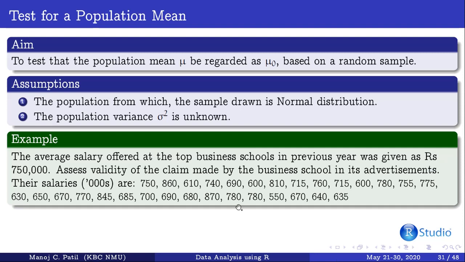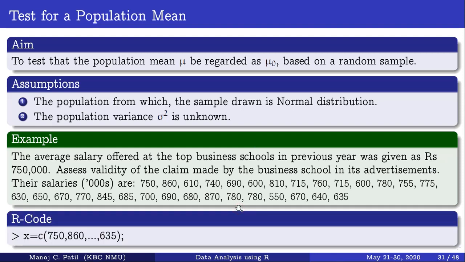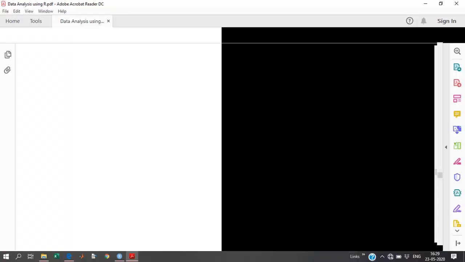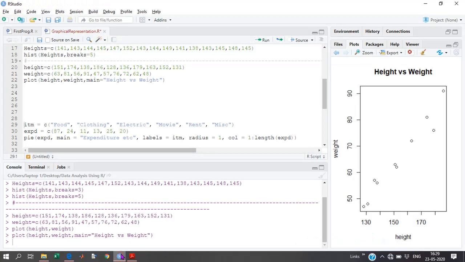So let's move. The R code is quite simple. Just put all the values of the variables in X. Then t.test, X, which is the vector of values, mu, which you want to test, 750, and confidence level 0.95, as many times we assume alpha is equal to 5%. Okay, let's move to R.